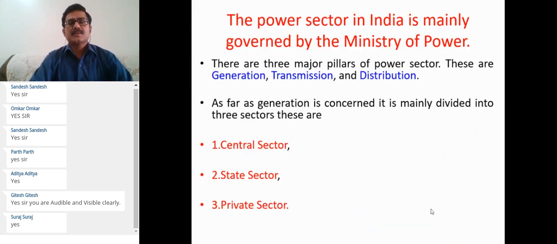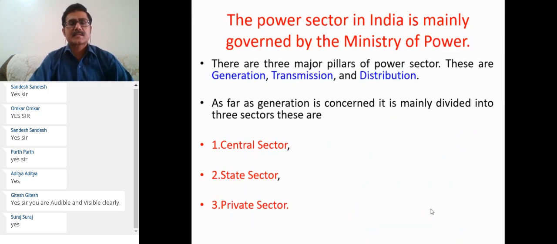And as far as the generation of electricity is concerned, there are three different players, we can say three different agencies, which are involved in power generation. The central sector, which is normally governed by the central government, the government of India, operates across the different states in the country.